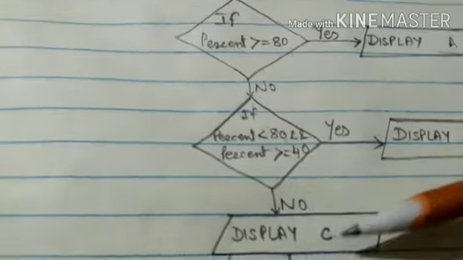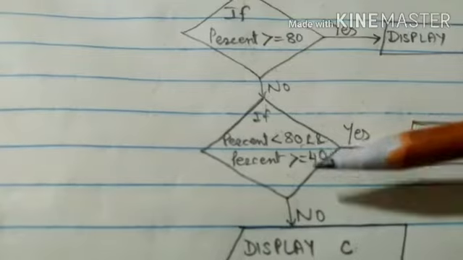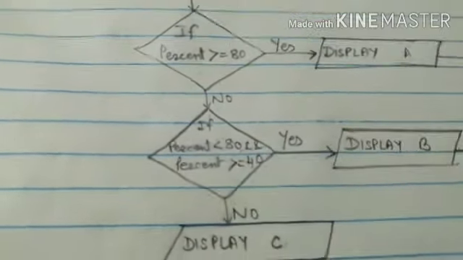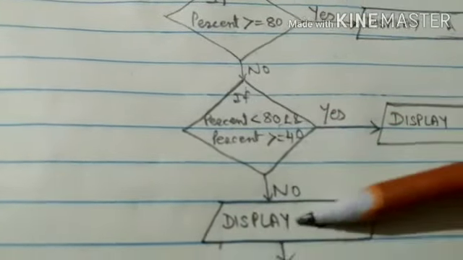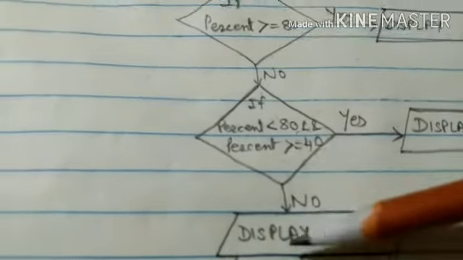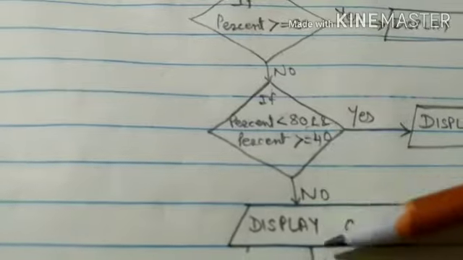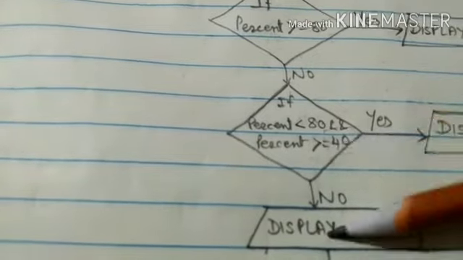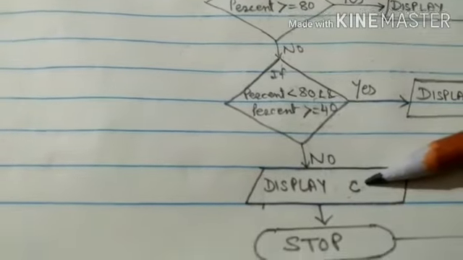And if the condition says no, then it will display C, because if it is not in 40 to 79, then below 40 is having the C grade, so it will display C. Now for the third, you don't have to write that percentage is less than 40, because if it is no, then it means it is below 40. So if it is below 40, then it will display C.